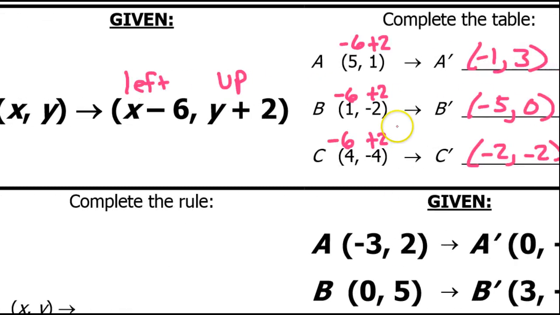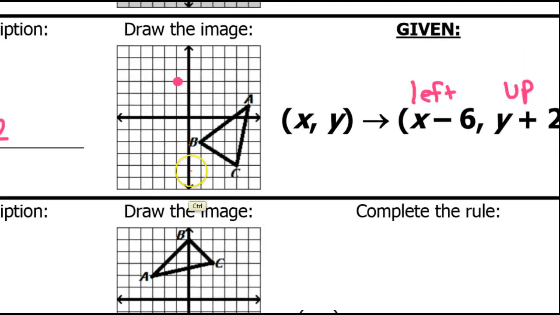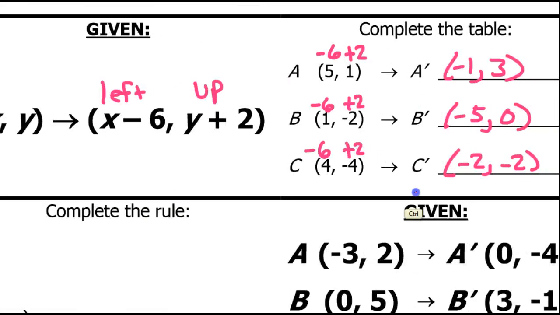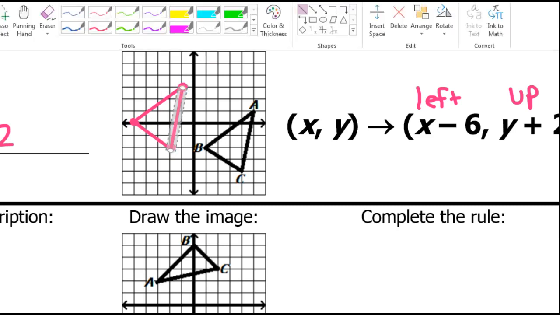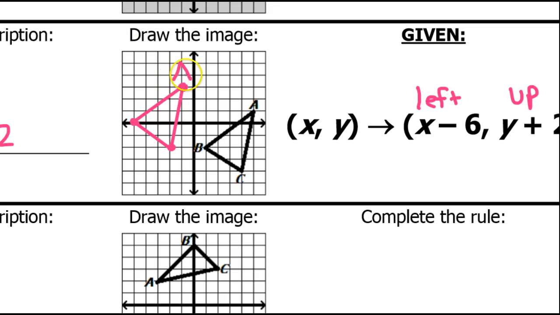And we have the point negative 5 comma 0, which would be right here. And we have the point negative 2 comma negative 2, which would be right here. And so let's just go ahead and draw this. And so here is A prime, B prime, and C prime.